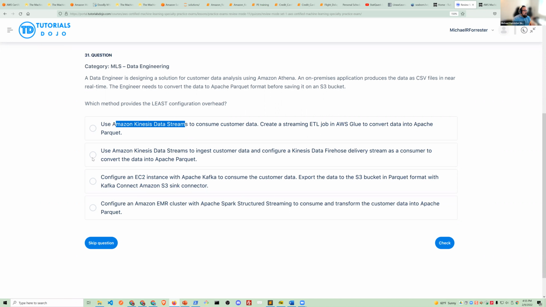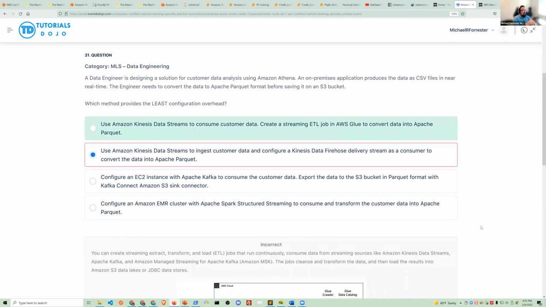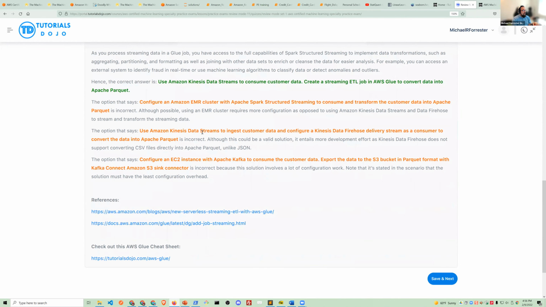Now I see that most of you answered B. Let's take a look. Now, why is that a problem? This is where you've got to know something about Kinesis data streams and Firehose delivery in order to understand this. So here you've got Kinesis data streams to consume the customer data, so it's going to take it in, right? And then you're going to create a streaming ETL job in Glue to receive the data, convert it into Parquet, and then dump it into S3. But how come this one doesn't work?